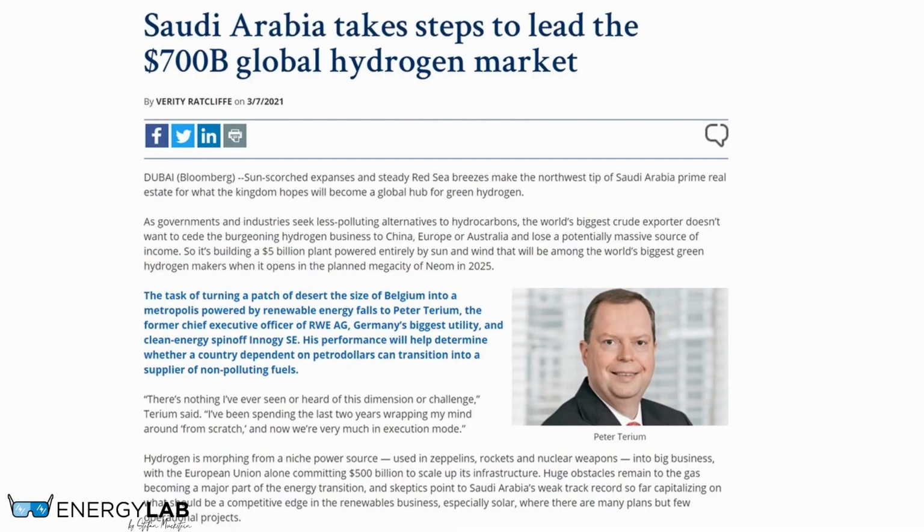Especially for this region here in the Middle East, solar energy makes so much sense, and already the governments here are starting to look at how they can export their energy with potentially green hydrogen.